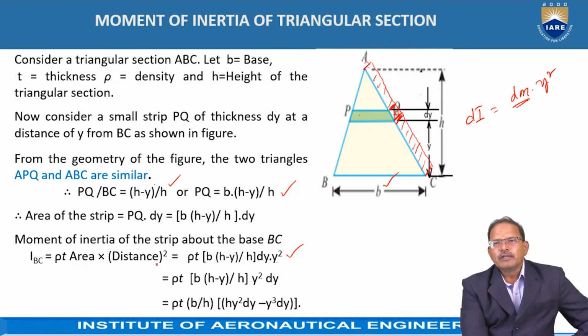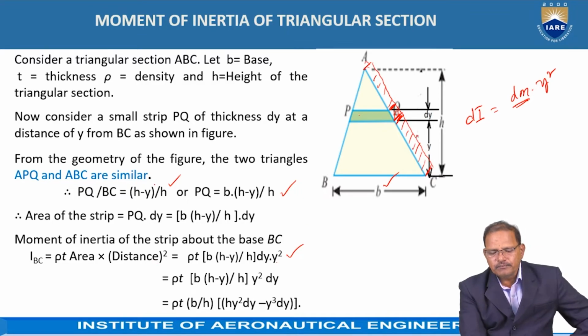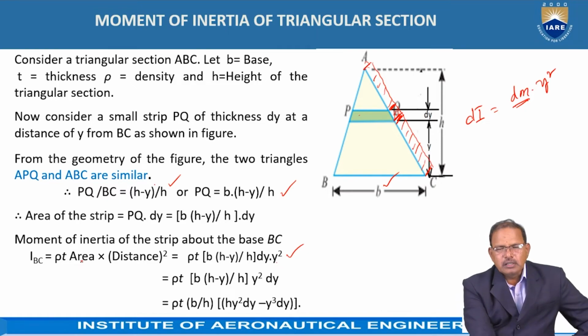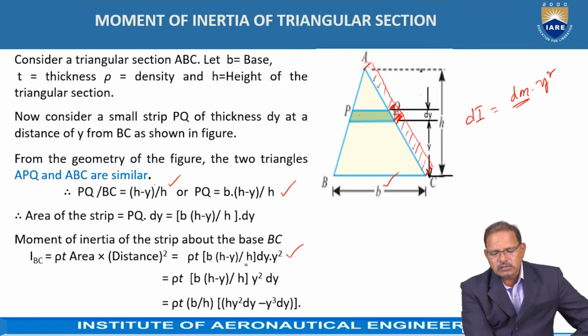That means the mass moment of inertia of this element PQ about the line BC is obtained. That is the mass multiplied by the square of the distance. That is rho t into area multiplied by the distance between the PQ line and the BC line, which is equal to rho t into b into (h minus y) by h into dy into the square of the distance, y squared. Okay, on simplification, rho t b by h are the constant terms. The remaining terms on expansion give h y squared dy minus y cubed dy.